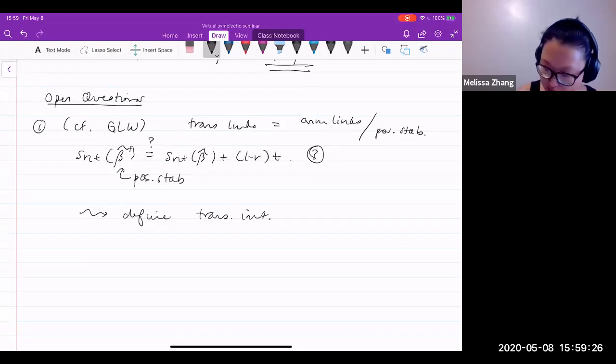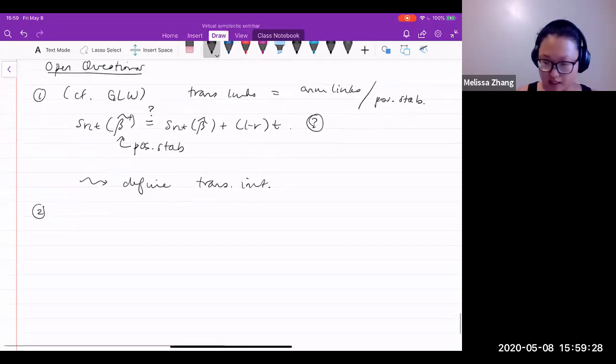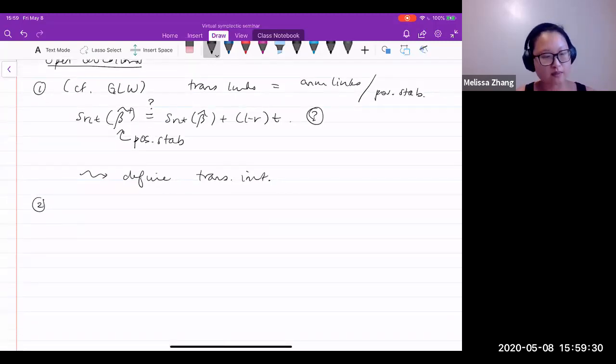I guess I'm sort of out of time, so I'll write these really briefly. The other thing is we filtered Khovanov homology into annular Khovanov homology. Right? There's this notion of an annular version of Khovanov homology. So one could also ask what happens to the spectral sequence.